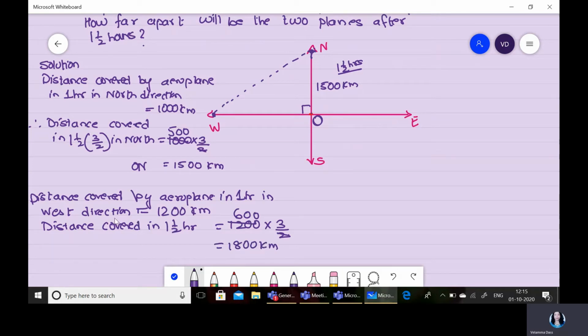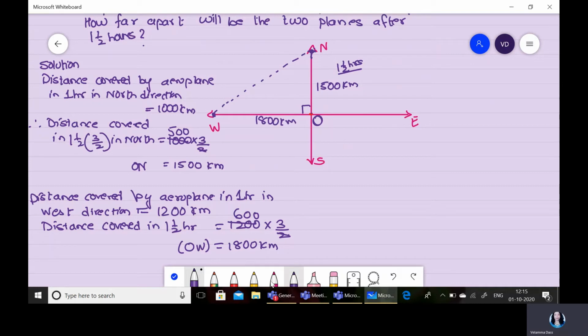So here we come to know the distance covered by the aeroplane in 1 hour in the west direction is 1200 km. Therefore, distance covered in 1.5 hours is 1800 km. And this distance we have marked as OW. Naming can be anything, so 1800. So now simple Pythagoras theorem will apply and we find out what is NW.